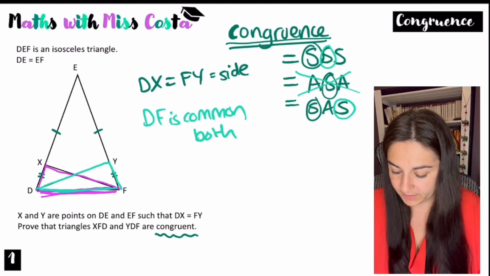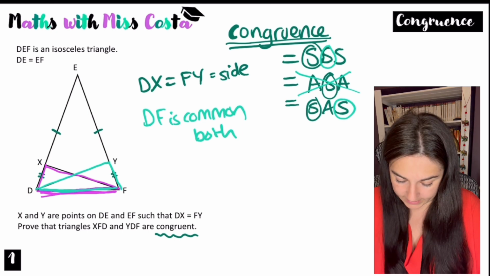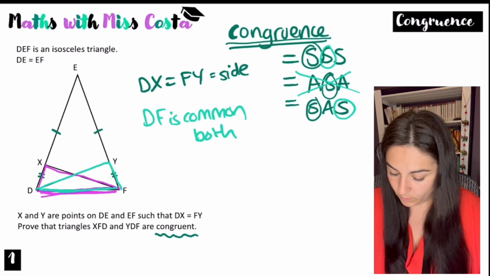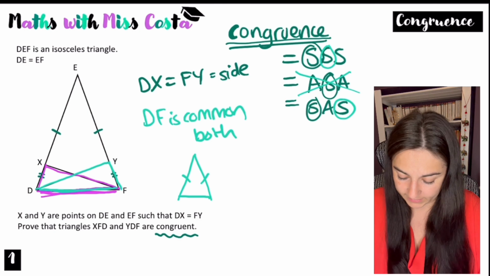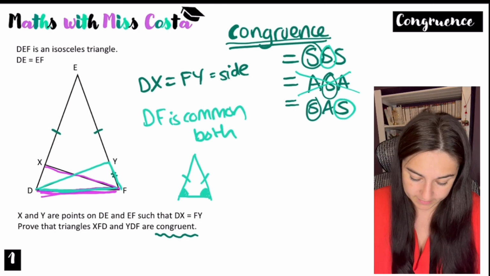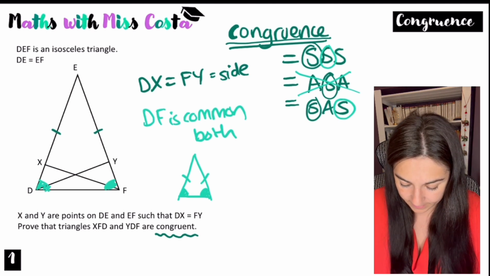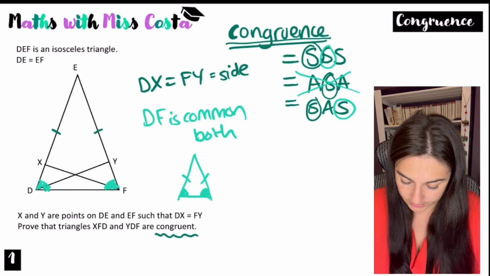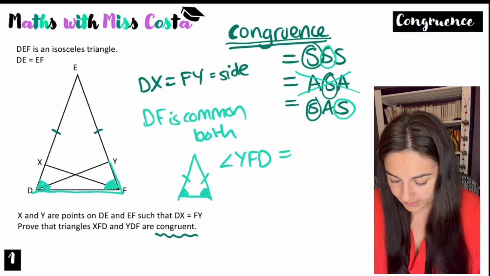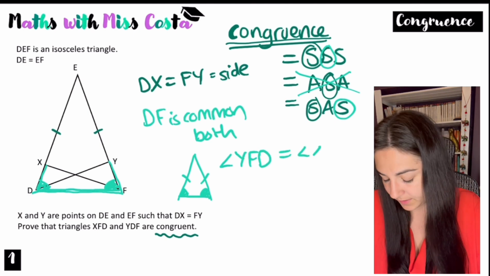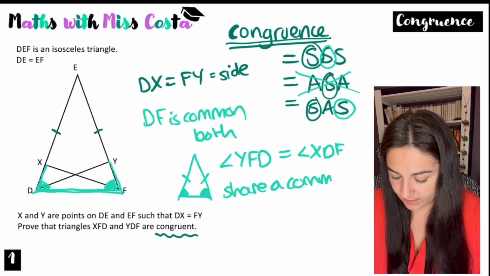So I'm clearly not going to be using angle, side, angle. What else could I do? Well, I could either try and prove the last side, or I could try and prove that there is an angle in common. Now, bearing in mind that this triangle is an isosceles triangle, I know that the two base angles are going to be equal. So that means that over here, this angle here for this triangle and this angle here for the other triangle are going to be equal. So I could say that angle YFD equals angle XDF. So therefore, they share a common angle.